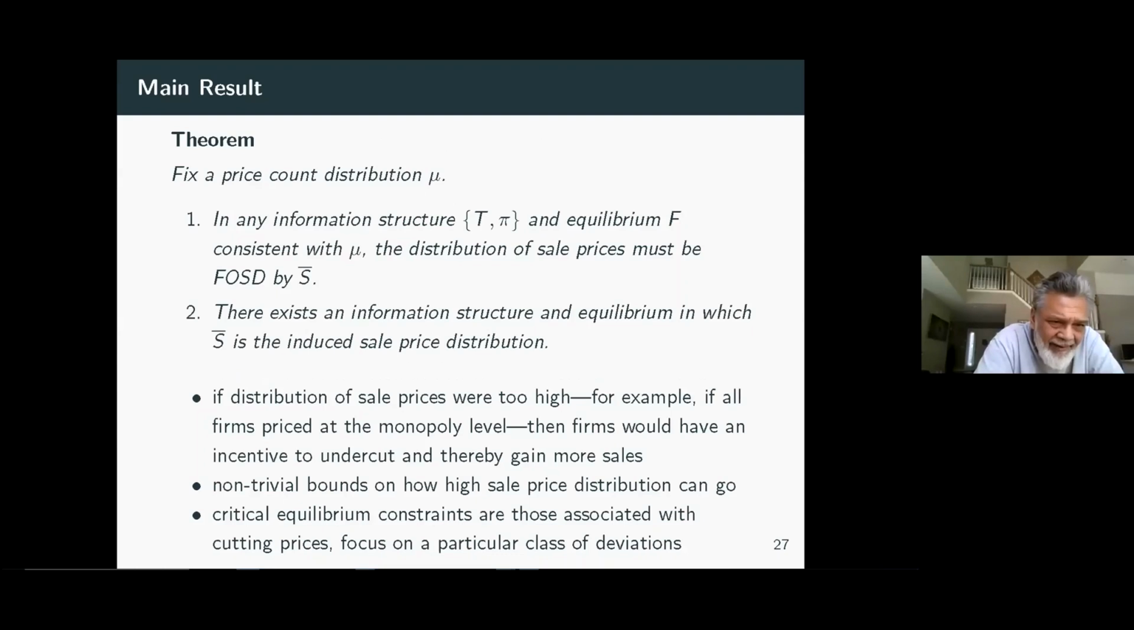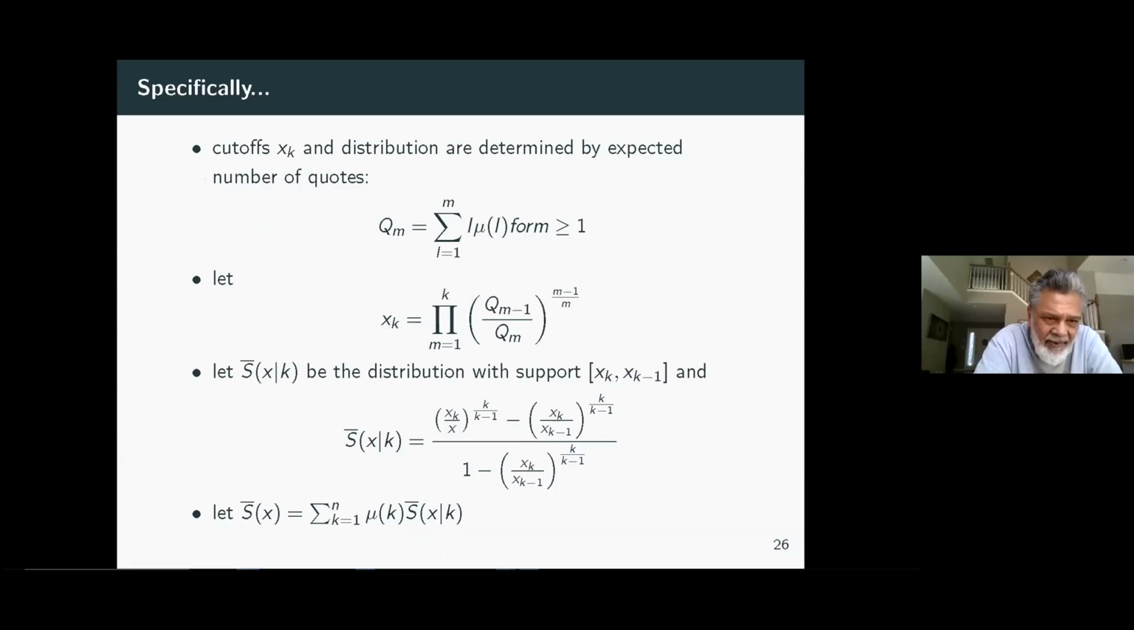So, sorry, Dirk, can you state, have you stated formally the assumptions on mu and on the signaling?